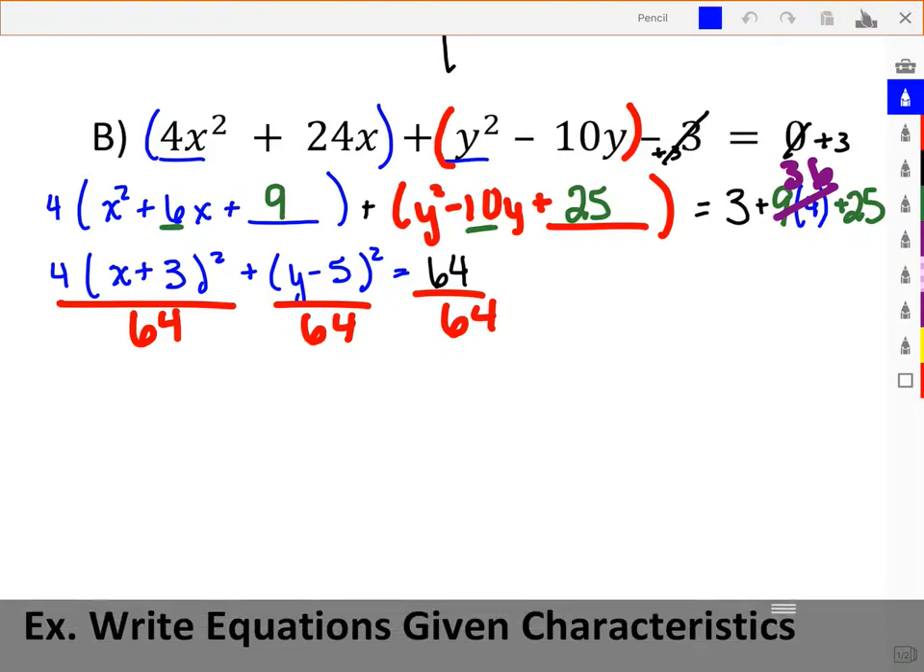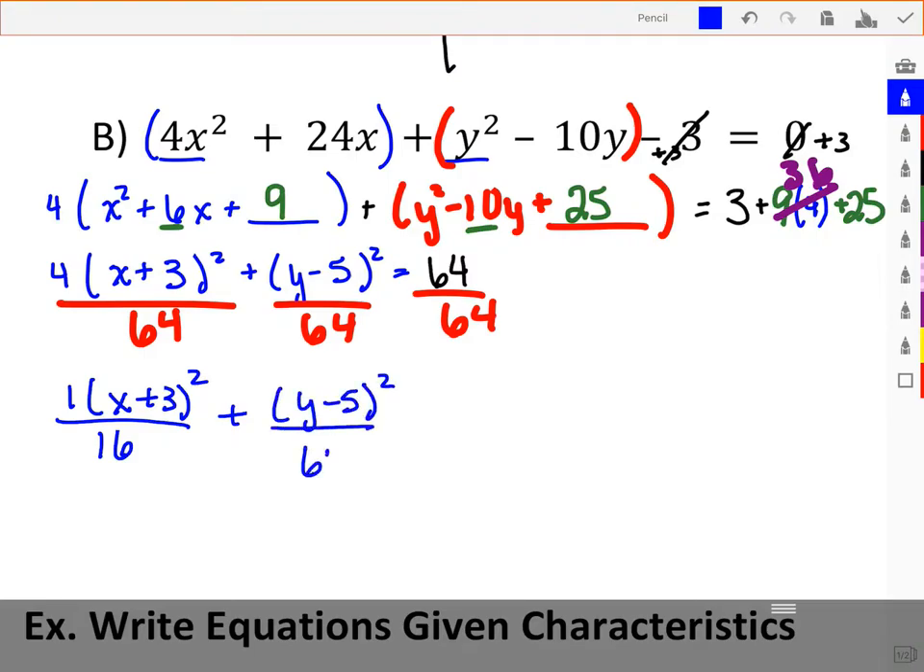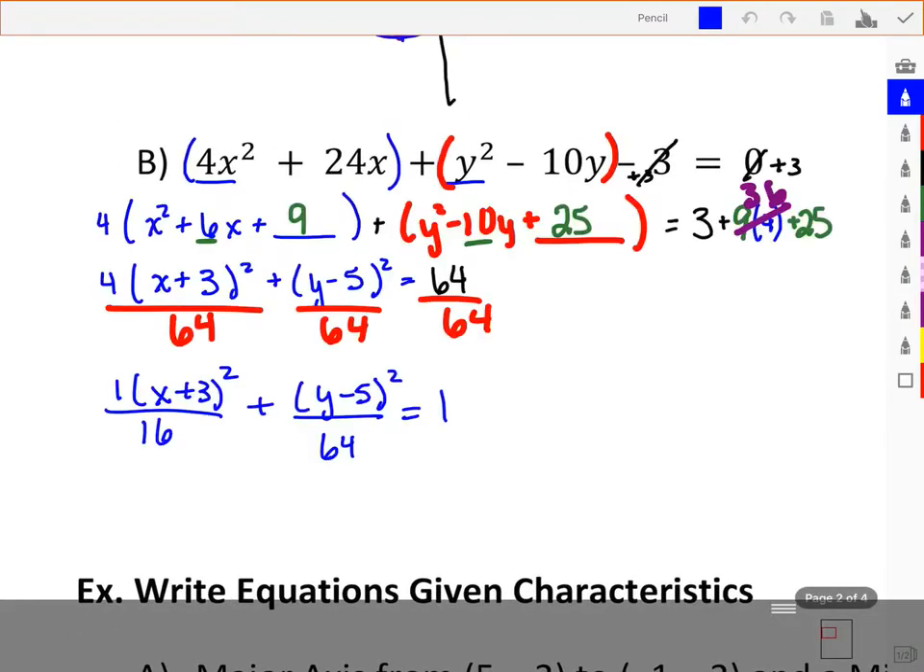4 over 64 reduces to 1 over 16. So I've got (x plus 3) squared over 16. This next one does not reduce, so (y minus 5) squared over 64 equals 1. Okay, so that is now in standard form, so we can find our center, our vertices, and our co-vertices.